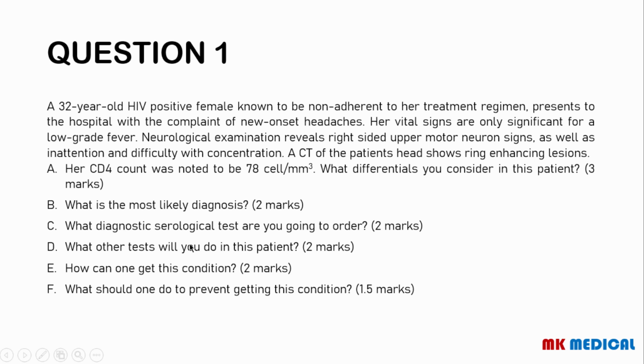And what other tests will you do in this patient? Remember that here they've already done your CD4 count. So you may alternatively go and do your viral load for this patient to see the extent of viremia that may be there. You also want to do a lumbar puncture, though that wouldn't be top on my list because this woman is showing some signs of focal neurological deficits, and so you may do a lumbar puncture if there are no obvious signs of raised intracranial pressure.